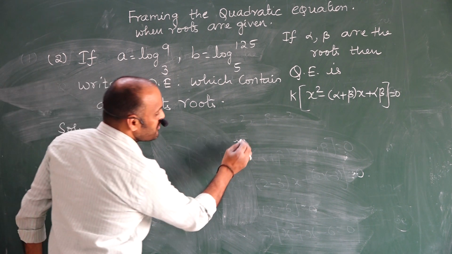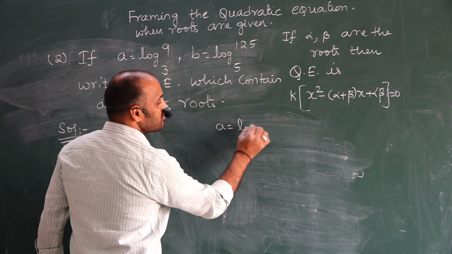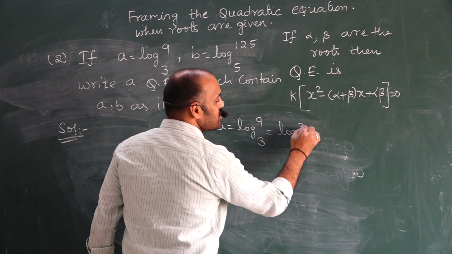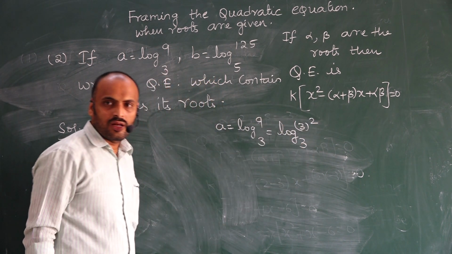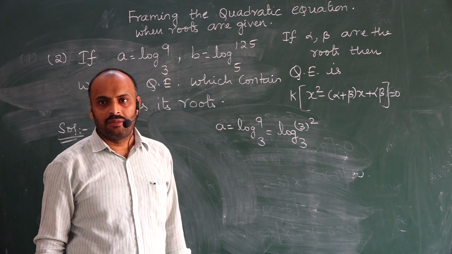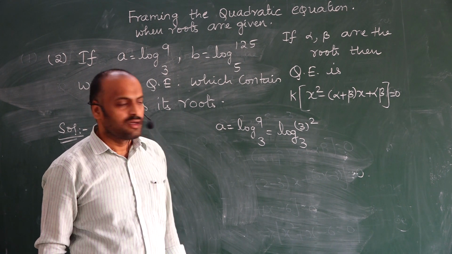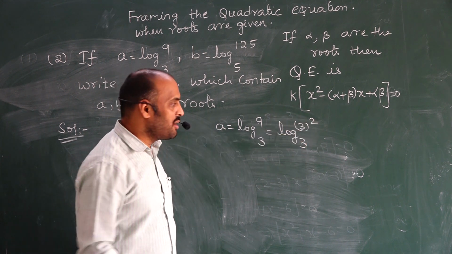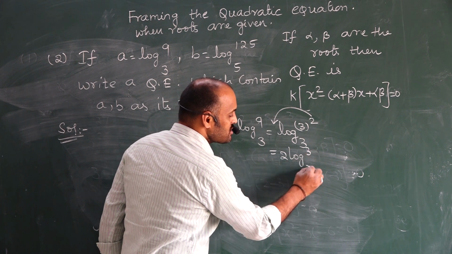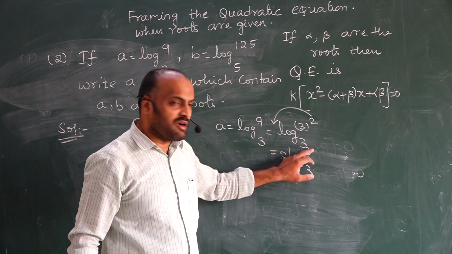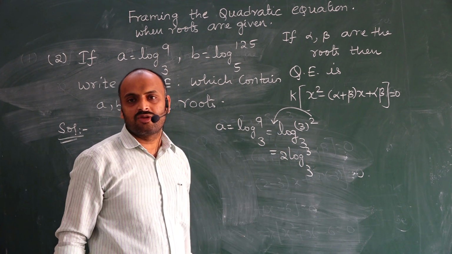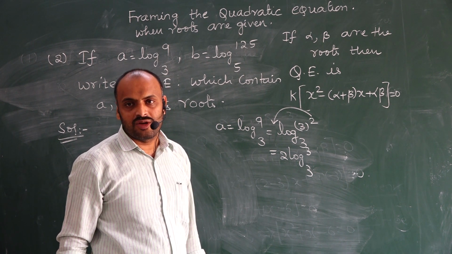First, a is equal to log 9 base 3. So 9 is nothing but 3 square. We have a formula that log a power m is equal to m log a. This 2 will come in front of the logarithm: 2 log 3 base 3. If base and power are equal, log a base a is equal to 1. We have an identity that log a base a is equal to 1, where a is not equal to 0 or 1.